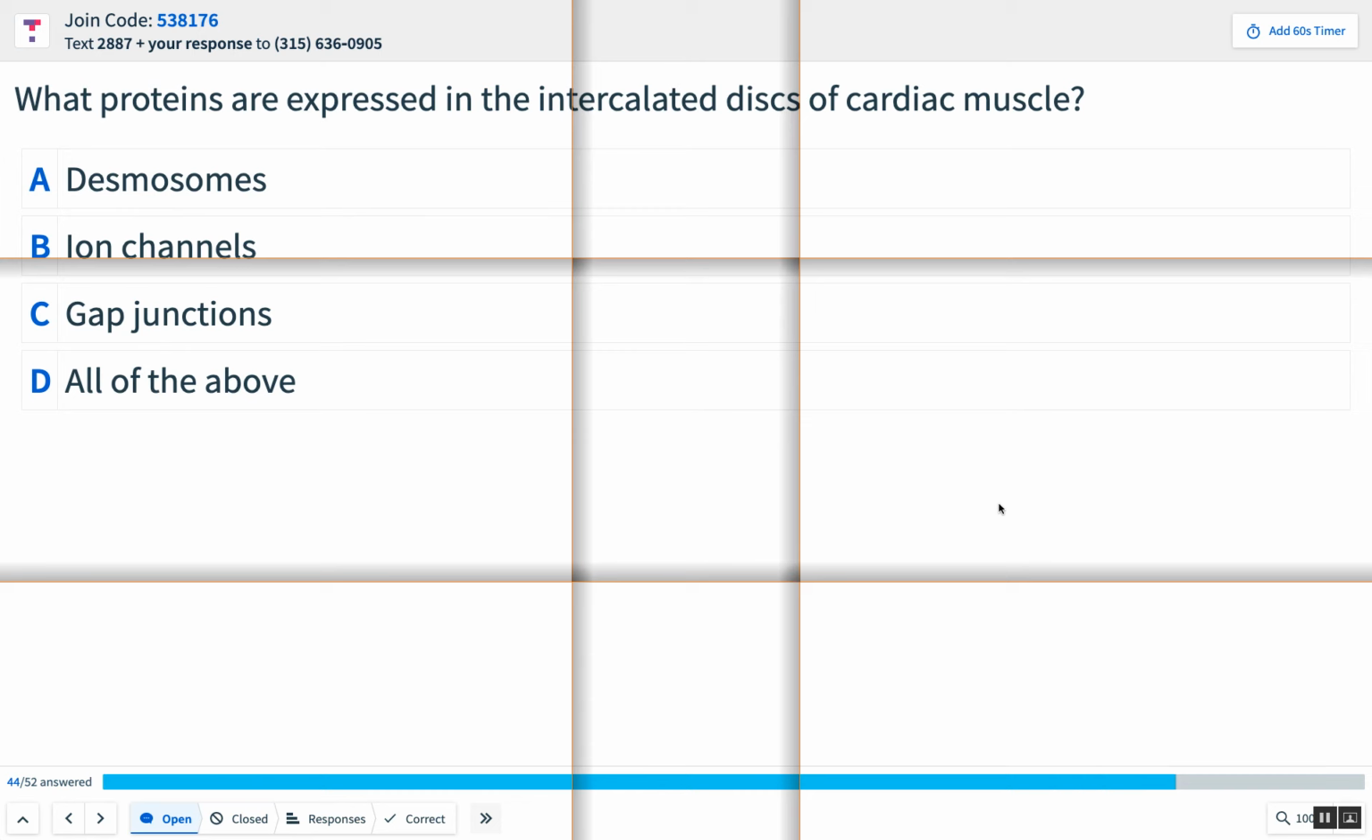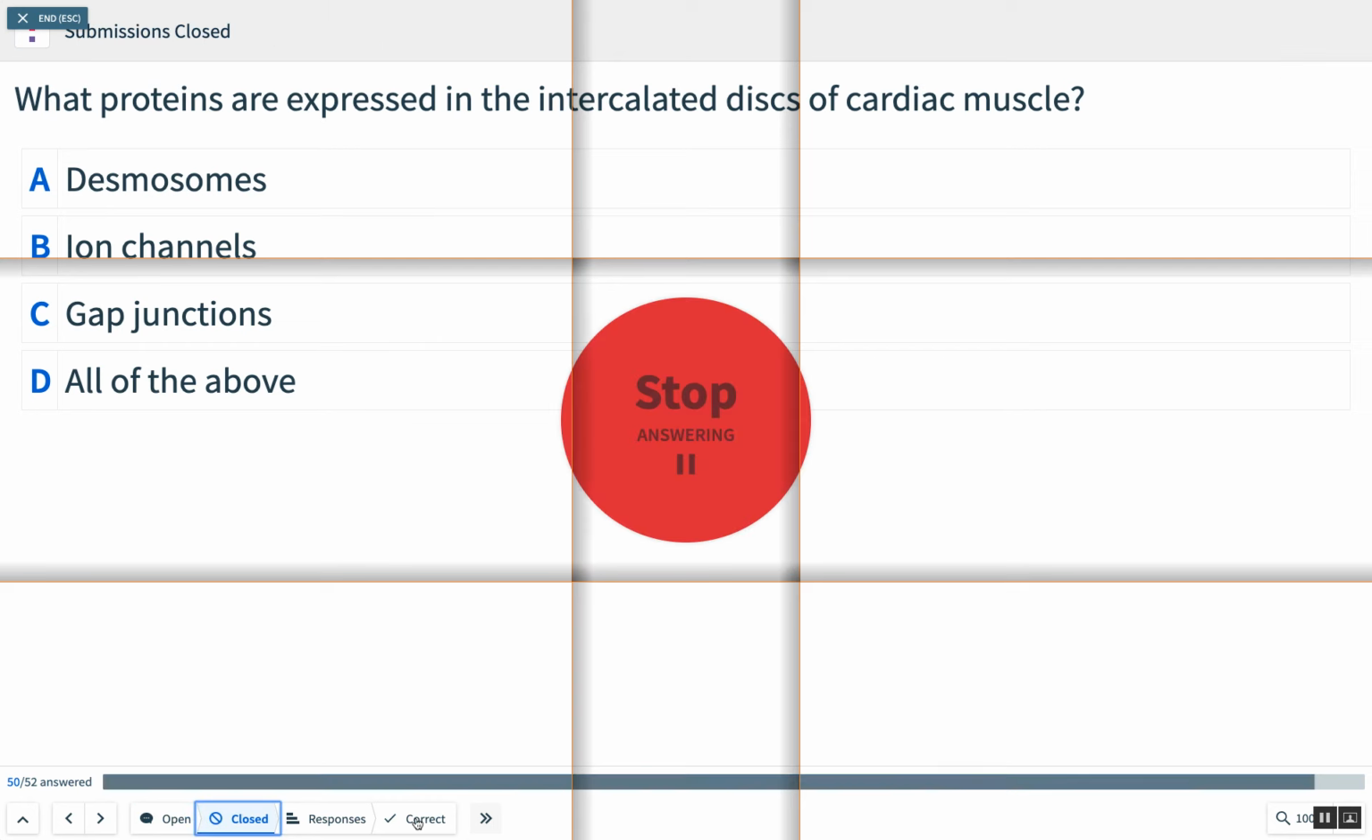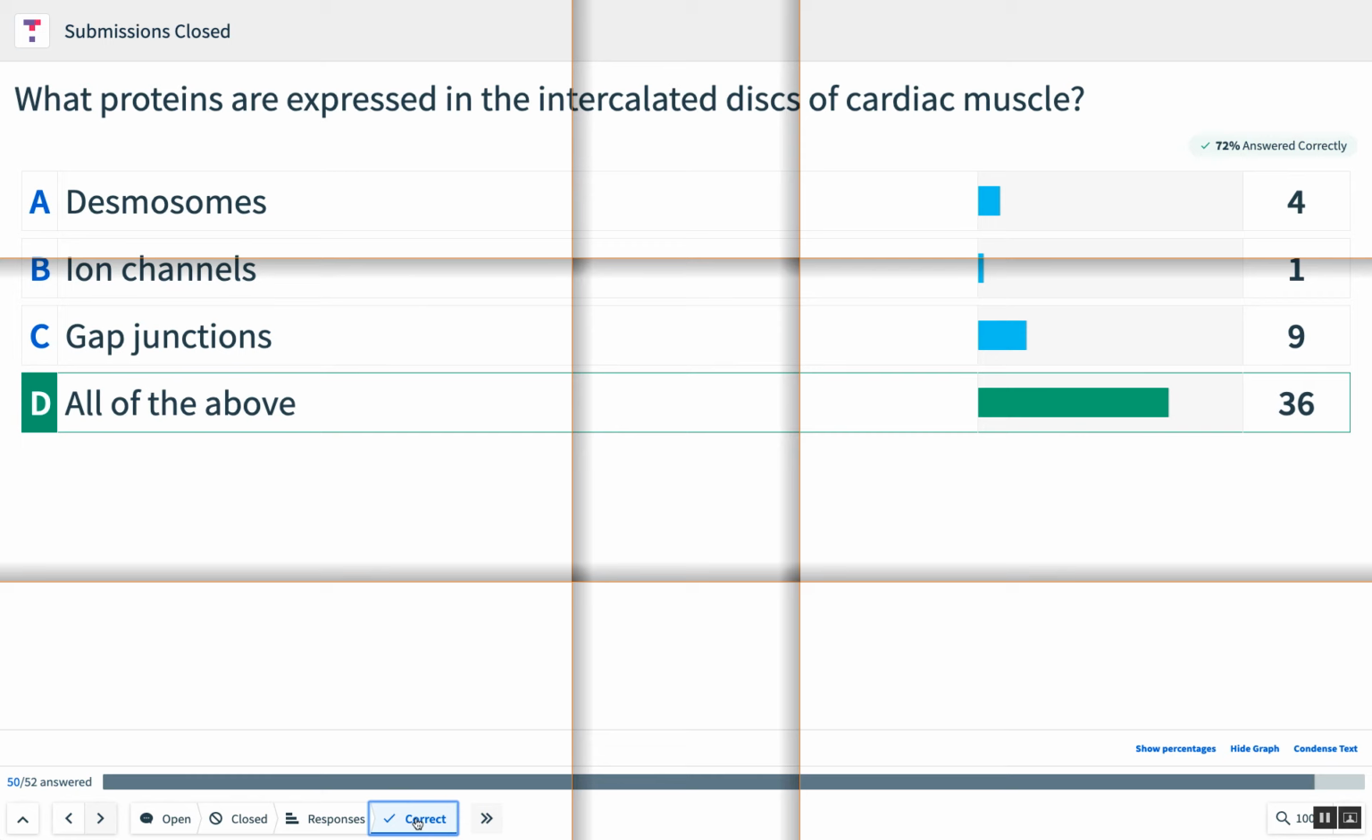Got about 45 students that have answered already. Let's go ahead and give you 10 more seconds. Anybody need a little more time in this room? All right. So I'm going to close this, and the correct answer is D. If you did answer A, B, and C, that is correct. All three of these are expressed in the intercalated disc, but the best answer is D, all of the above. I'll go ahead and close this one up.